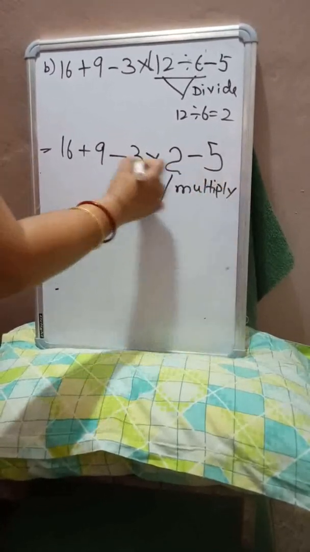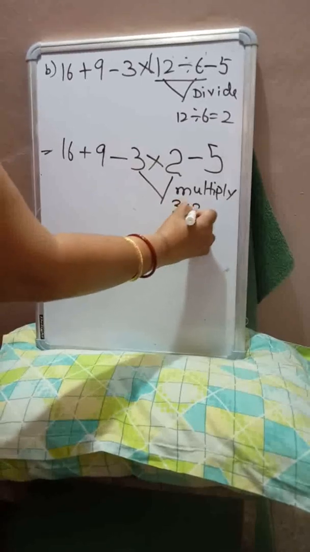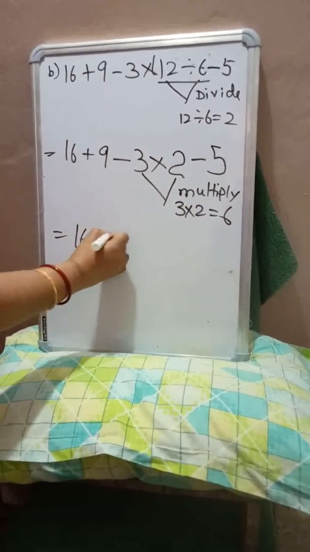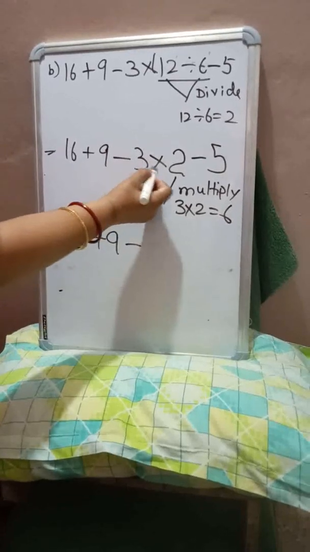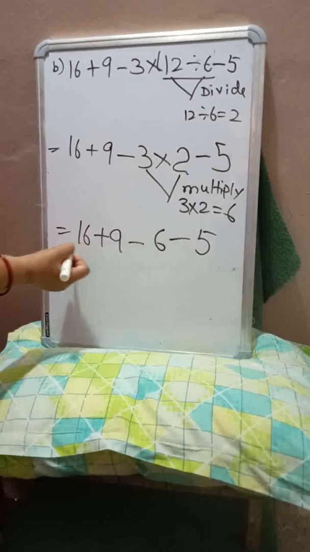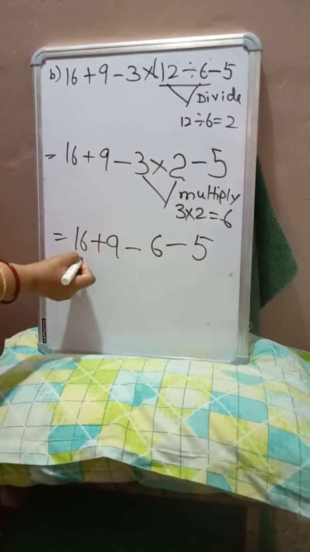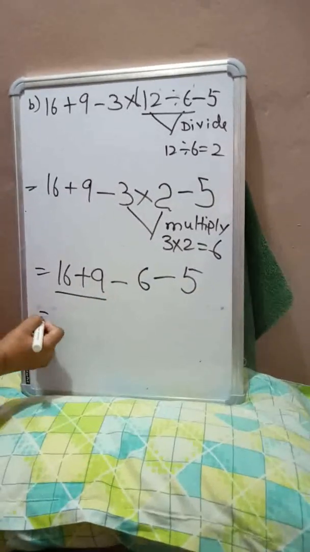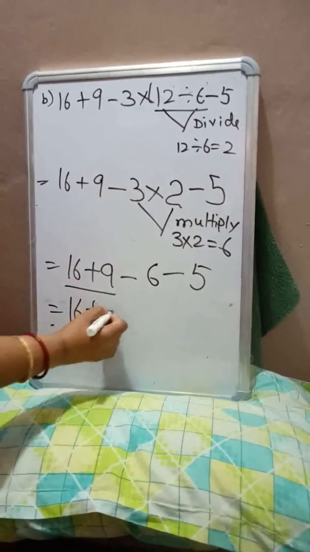Multiply. So 3 twos are 3 into 2 is equal to 6. So here we will write 16 plus 9 minus, for 3 into 2 I will write 6 minus 5. Now here all of you see that plus 16 plus 9 are arranged together, minus 6 minus 5.